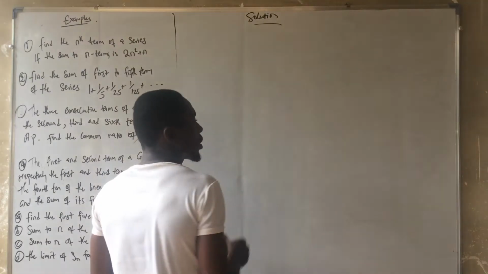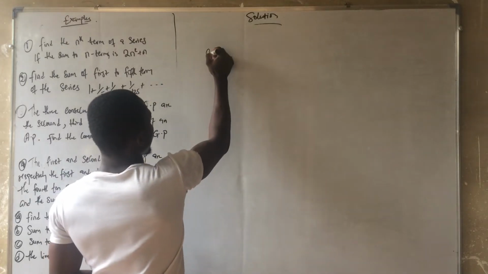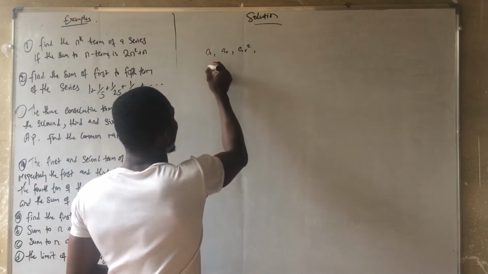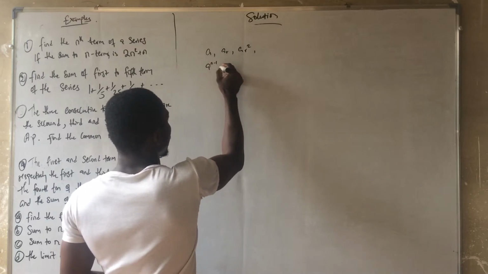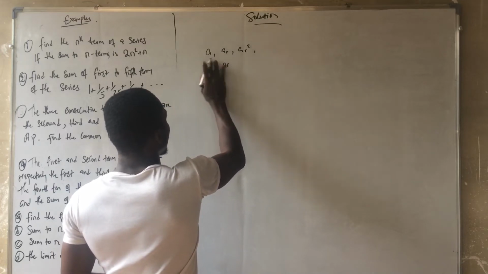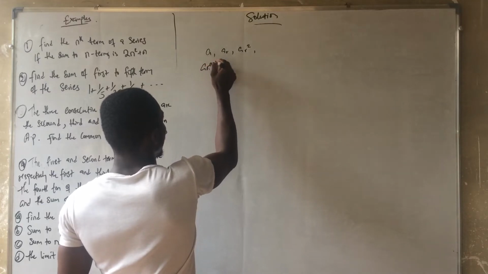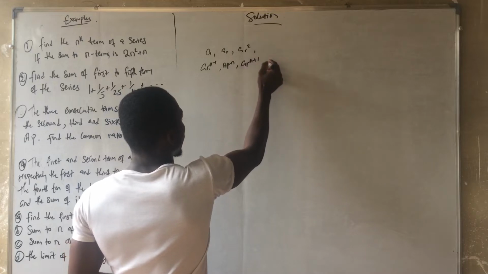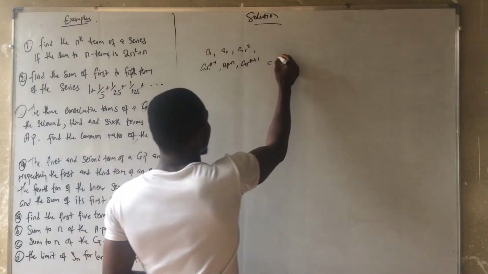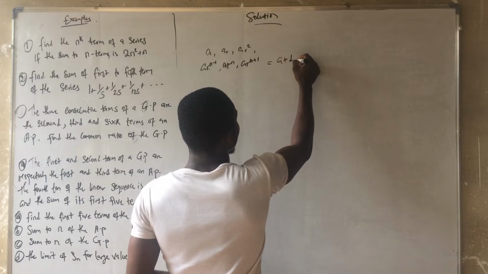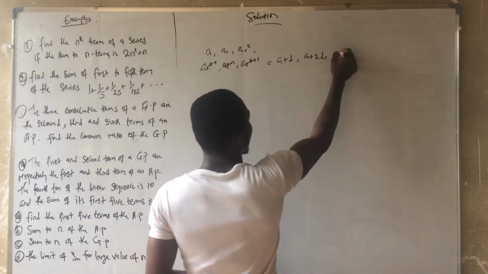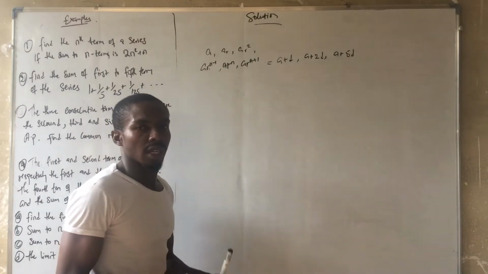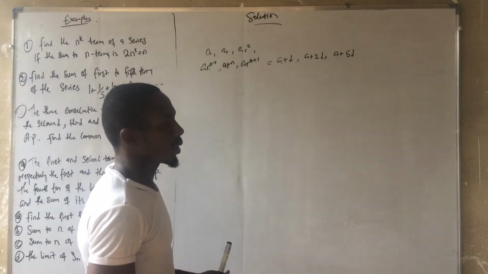Now consecutive terms are, for example, ar squared. These are consecutive terms: we have ar^(n-1), ar^n, and ar^(n+1). But I'll be using this one. This is equal to what? a + d, a + 2d, a + 5d. And these are the second, the third, and the sixth terms of an AP.